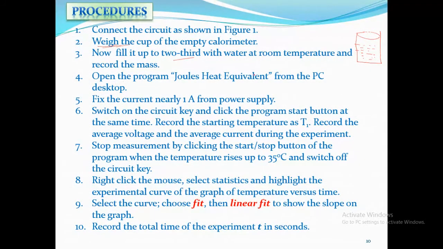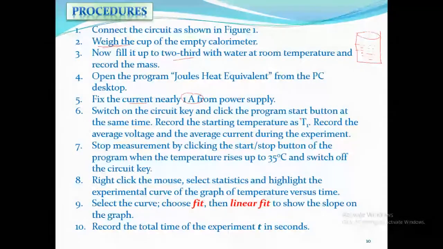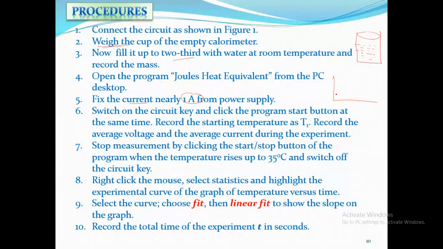Open the program Joule's heat equivalent from your desktop. Fix the current at nearly 1 ampere from the power supply. Switch on the circuit key and click the program starts. Once you start, you will see a graph with different points, and if you select join all points, you will see a line. Keep on stirring continuously, because if you stop stirring, you will not get a straight line like this one. You will have a zigzag, sometimes going up and down.